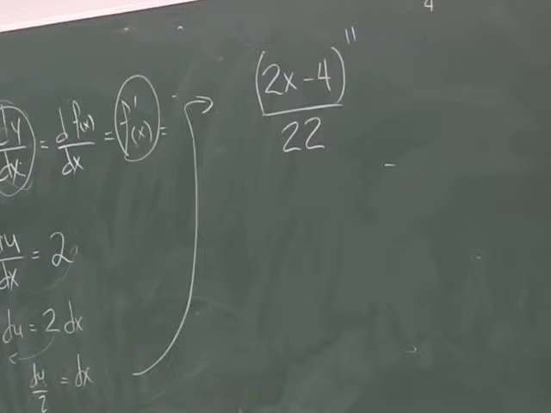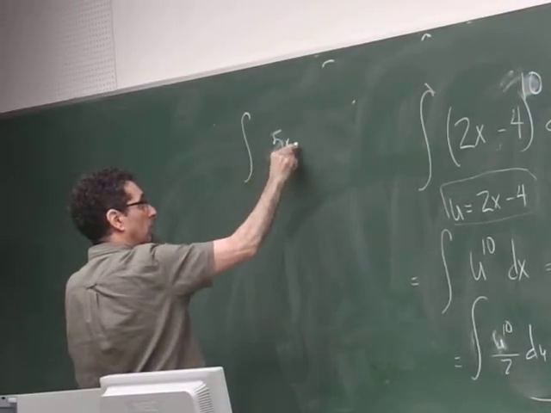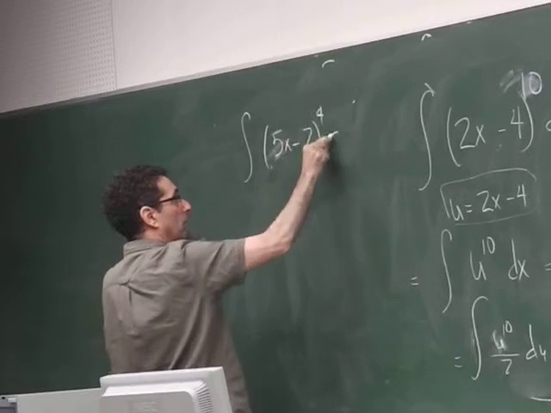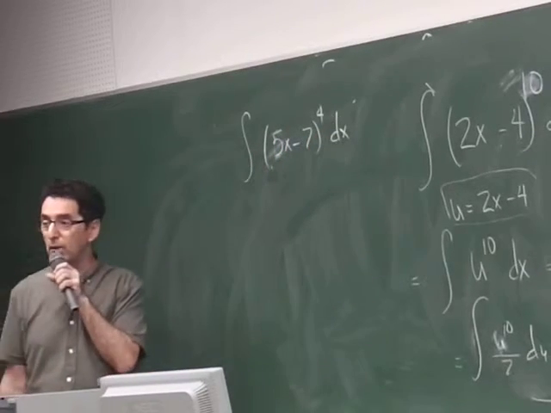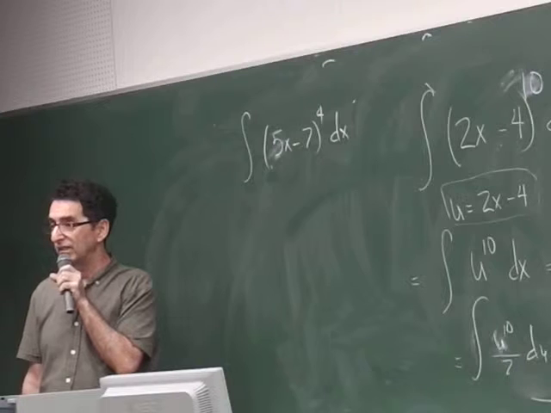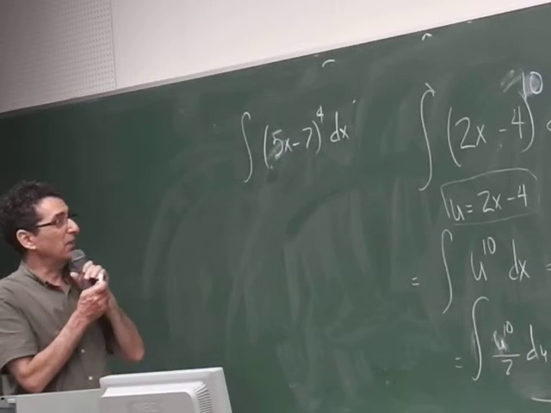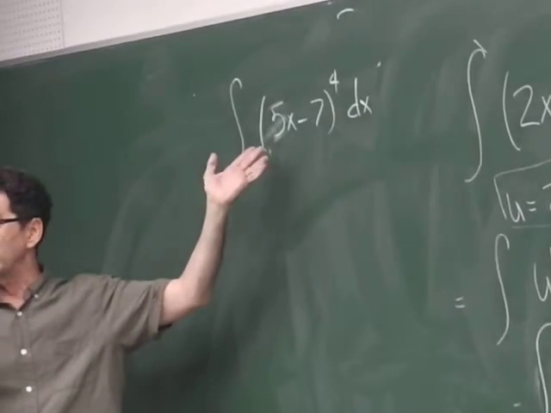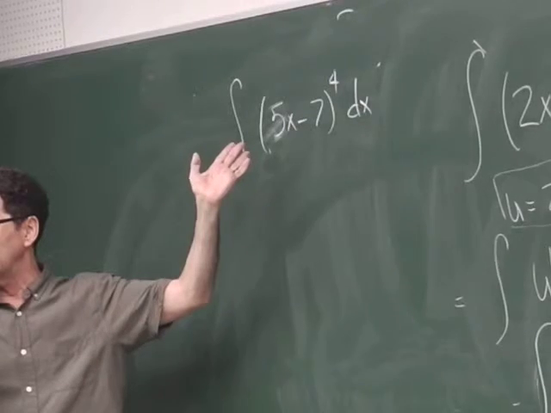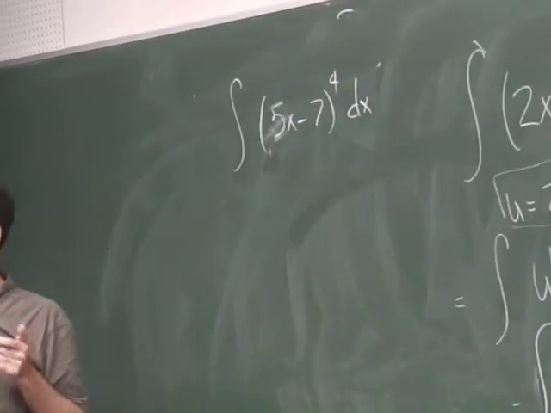So let's try this one. Okay, I want to find the antiderivative of that, right? So let's use the same trick again. Substitution. Because if I try to figure this out in my head, it's really hard to figure out what function has this as its antiderivative. Maybe you can do it, but it's not that easy. So let's use substitution instead.